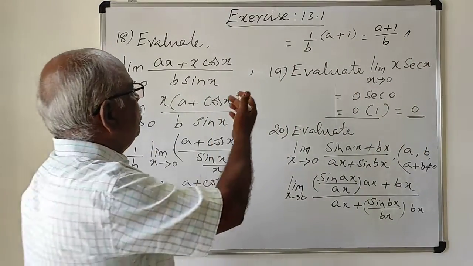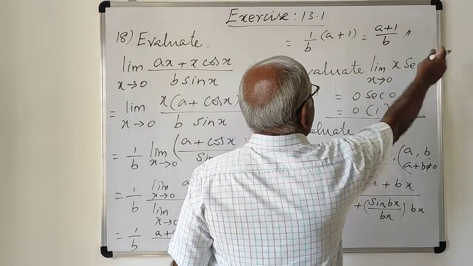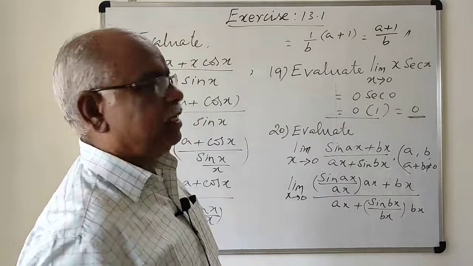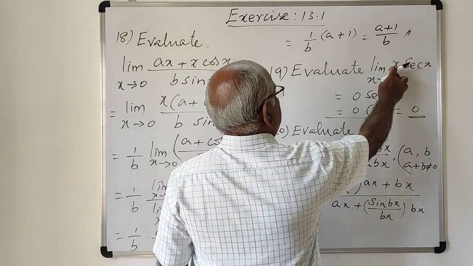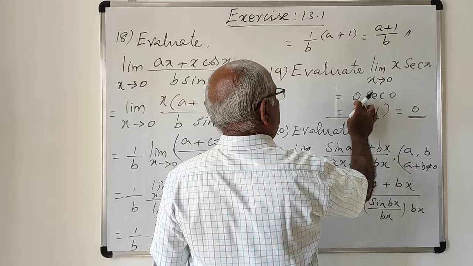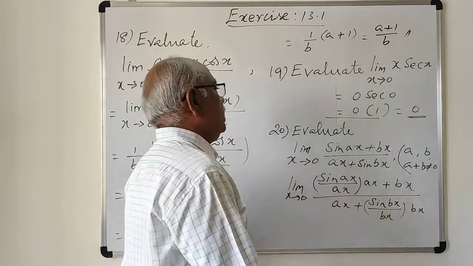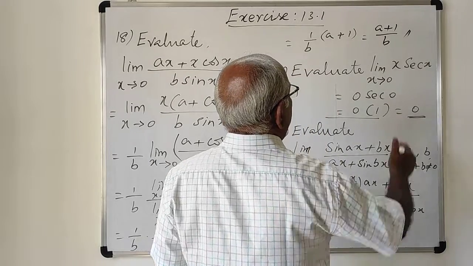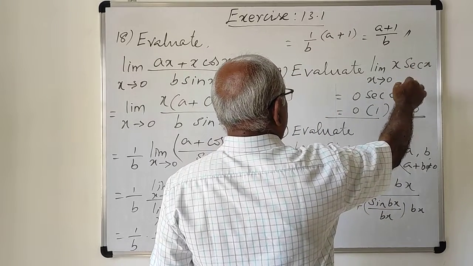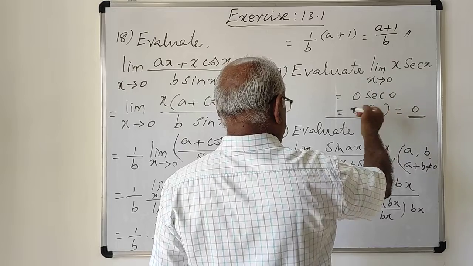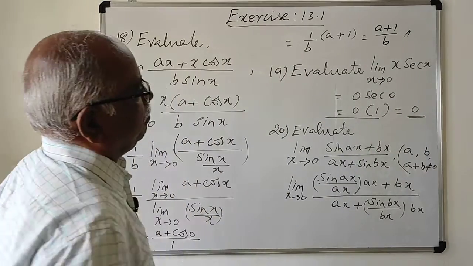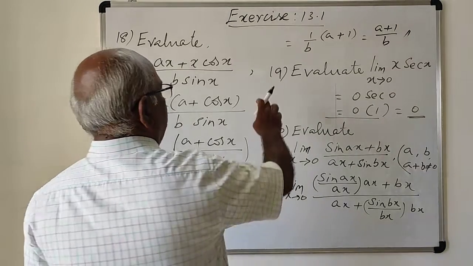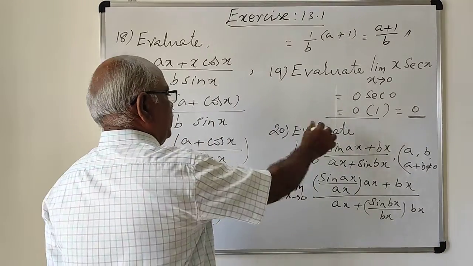Next simple problem, 19. Evaluate limit x tends to 0 of x secant x. You can apply the limit x tends to 0 directly: apply x equal to 0, 0 into secant 0. Cos 0 is 1, therefore secant 0 is 1 by cos 0, 1 by 1, which is also 1, so 1 into 0 is 0. That's all about the problem.